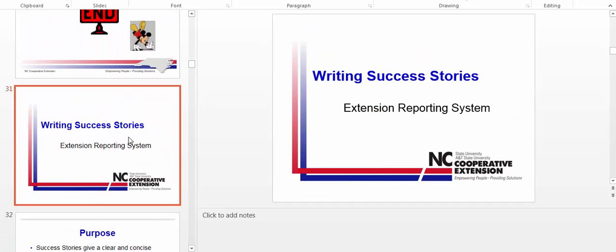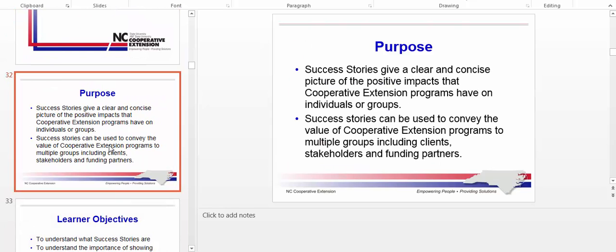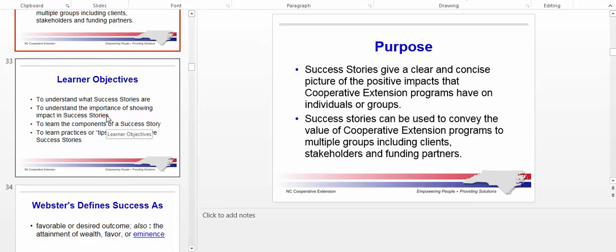The next area we're going to talk about is writing success stories. Success stories give a clear and concise picture of the positive impacts that cooperative extension programs have on individuals or groups. And success stories can be used to convey the value of cooperative extension programs to multiple groups, including clients, stakeholders, and funding partners. This is one area where folks get a snapshot of what we actually do and what kind of impacts we make with individuals or groups of people.